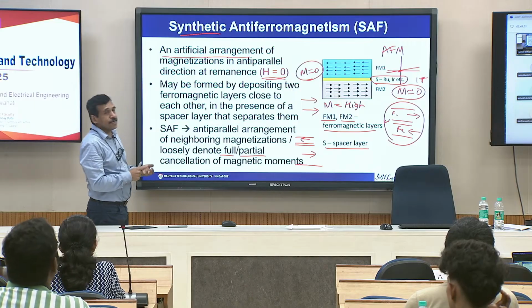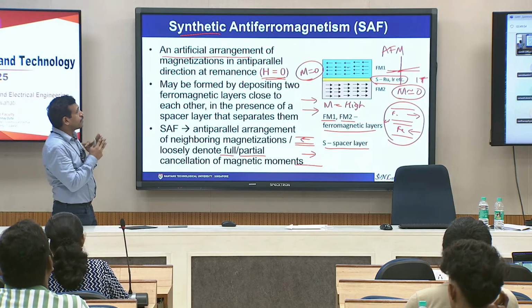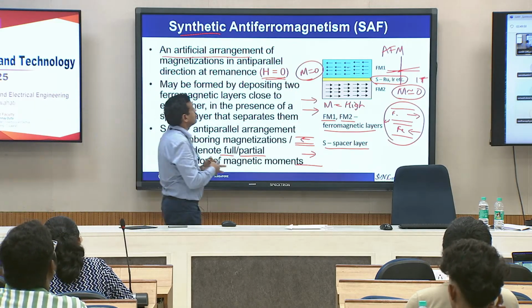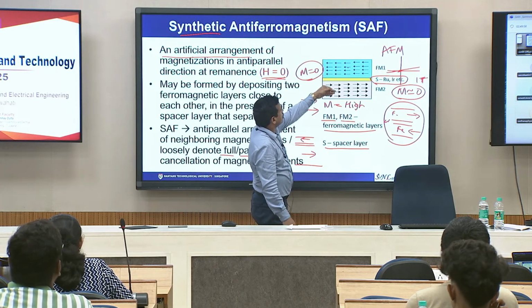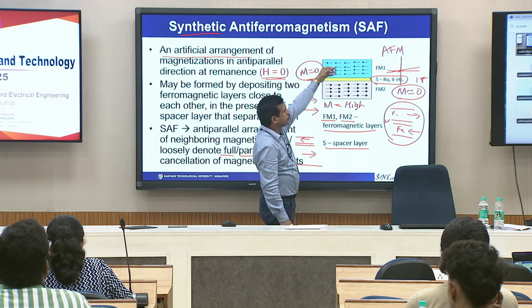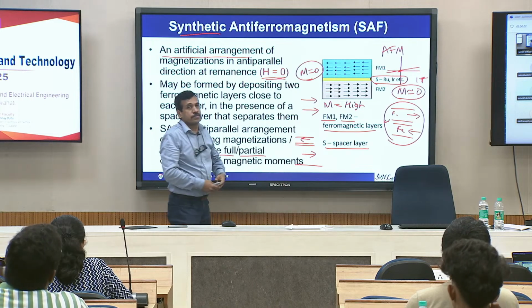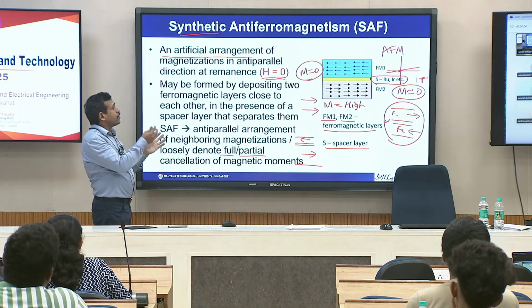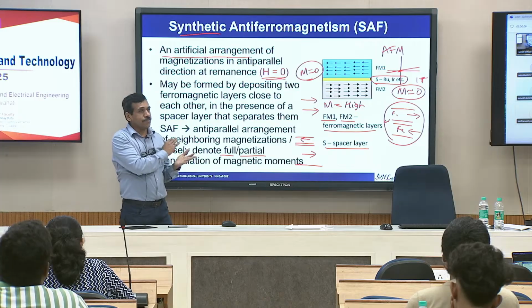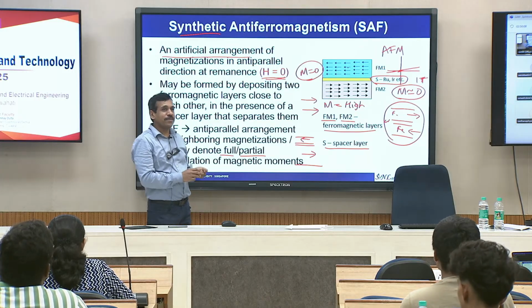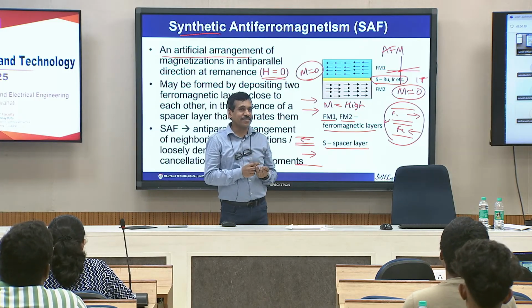Okay. So, for synthetic antiferromagnetism, we need at least 3 layers. So, you should have one ferromagnetic layer, one spacer, another ferromagnetic layer. So, let us say if you want to deposit a SAF structure, how many targets at least you need?